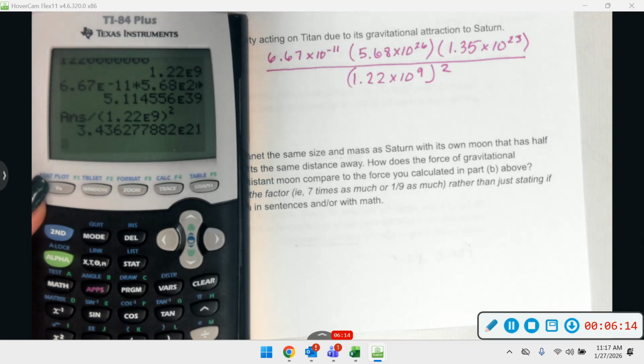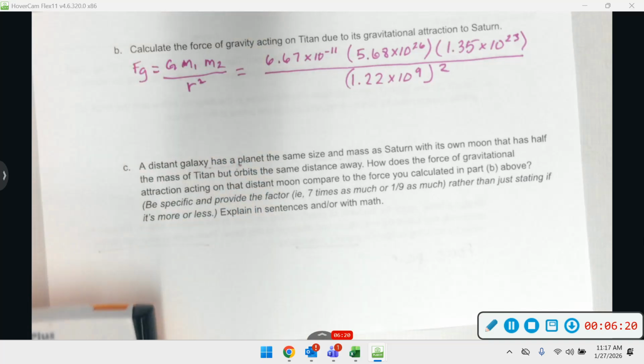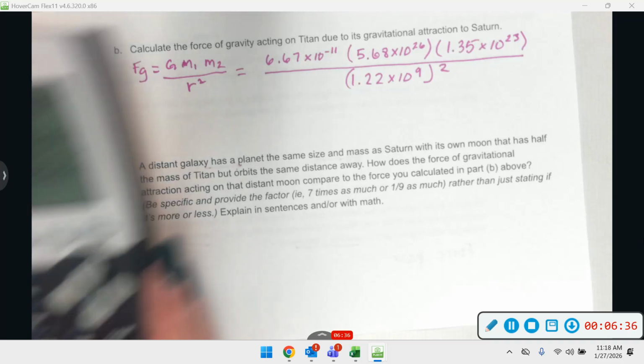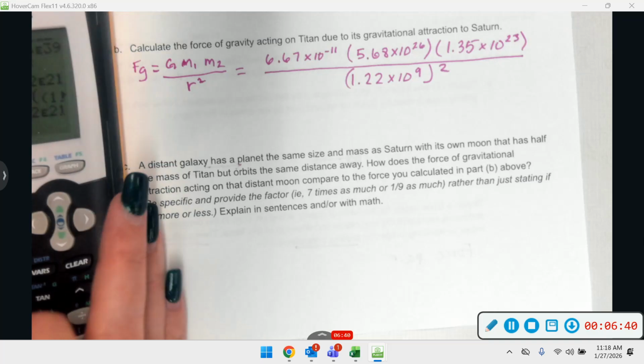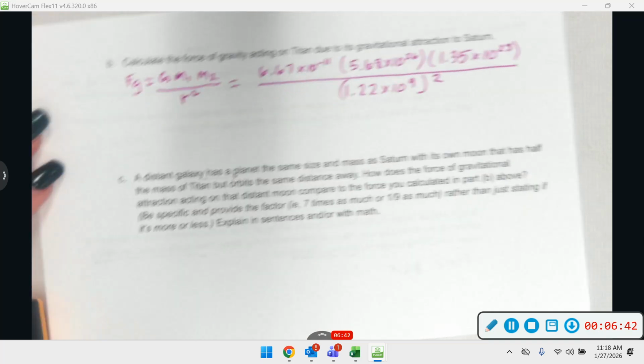Okay, so let's see, force of gravity acting on it due to, we're going to copy that down. Let me double check real quick that I don't have any issues with my parentheses. You can double check if you want and group the whole denominator. It's the same value. Okay, so we're going to write that down as our force of gravity.